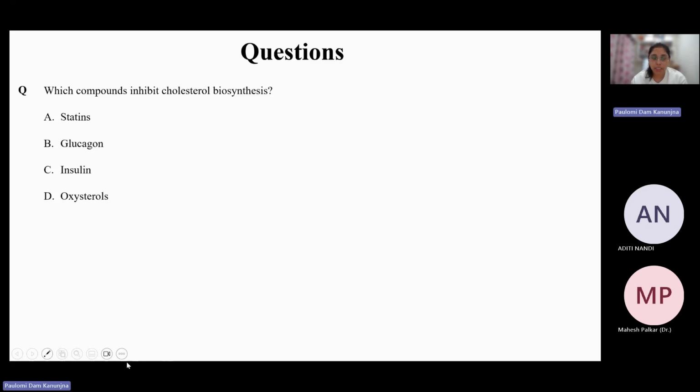Okay, so let me give the answers. A, B is also correct, as well as D is also correct. Fantastic. As you have rightly guessed, statins inhibit the reductase, so HMG-CoA reductase, and as we know, that is very important. So it inhibits cholesterol biosynthesis.